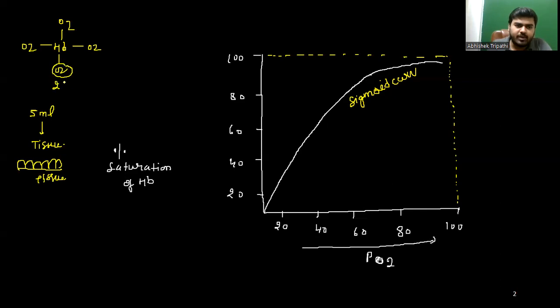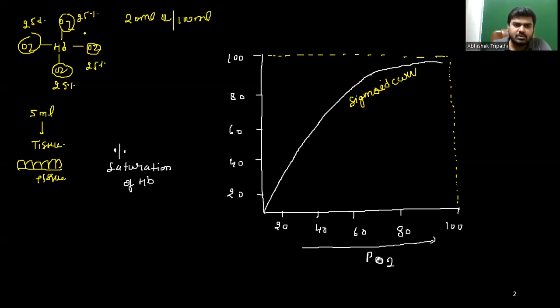Suppose that this is 25%, right? This is also 25%, and this is also 25%. Clear? In the sense, this is about the 20 ml of oxygen found per 100 ml of blood.